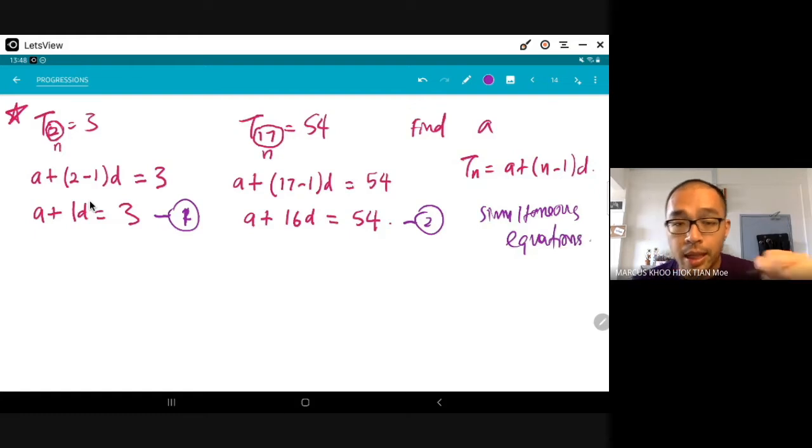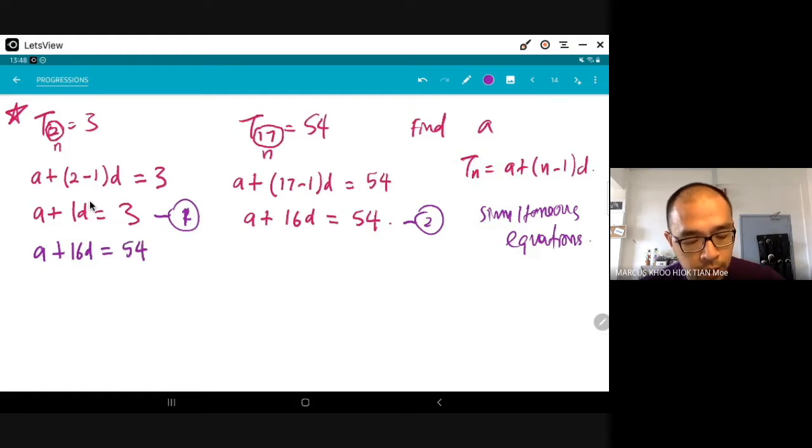This is salah satu daripada soalan that you must practice. Okay, dia senang untuk dilakukan sebenarnya. It's very easy to do, but you have to practice the simultaneous equations. So I'm going to put this one on top of the other. A plus 16D equals to 54. Okay, so since dua-dua A adalah the same number, I can eliminate. And remember we did this in chapter 3, we eliminate the persamaan serentak.